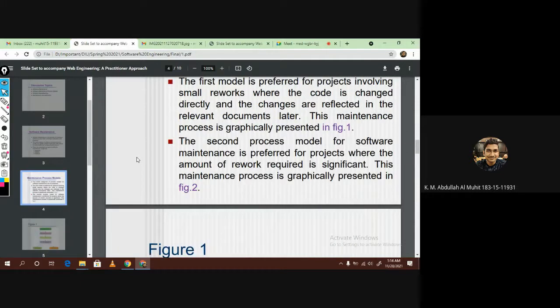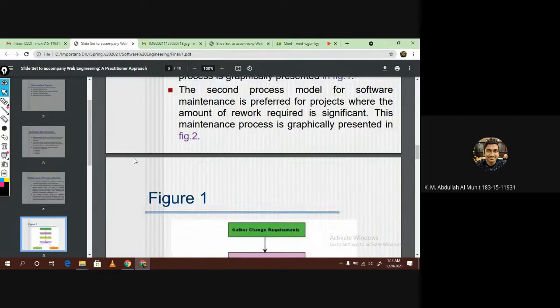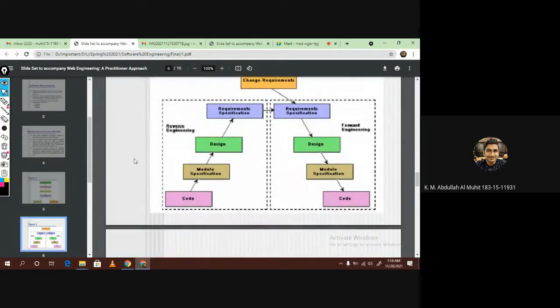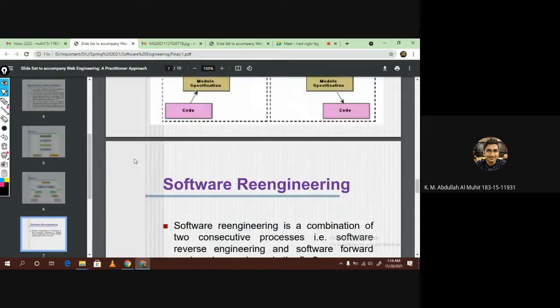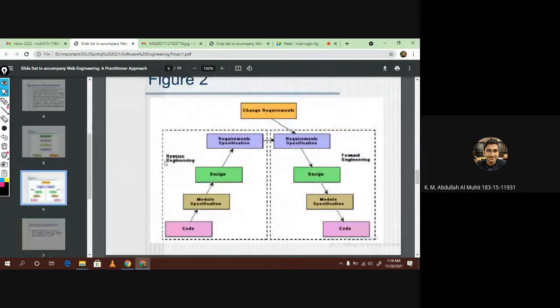And the second process model for software maintenance is preferred for projects where the amount of rework required is very significant. This maintenance process is graphically presented in figure 2 here. This is also called software reengineering as it has both reverse engineering and forward engineering. So first it will be reverse and then forward.